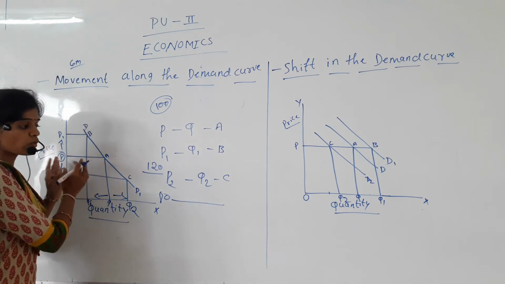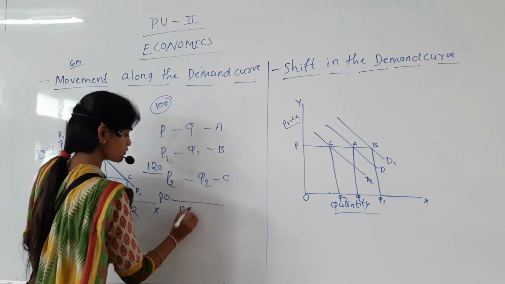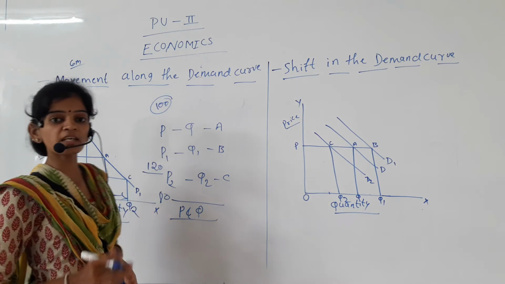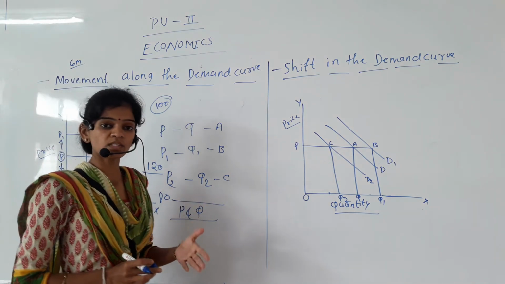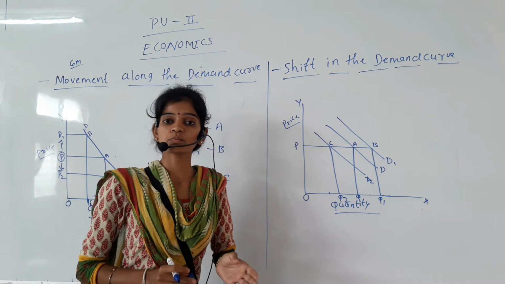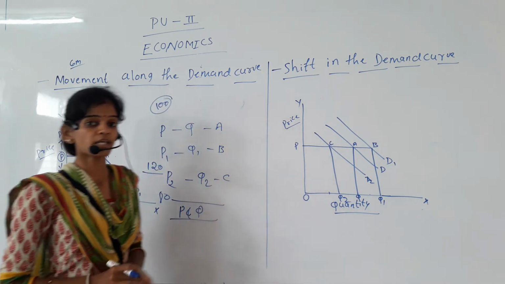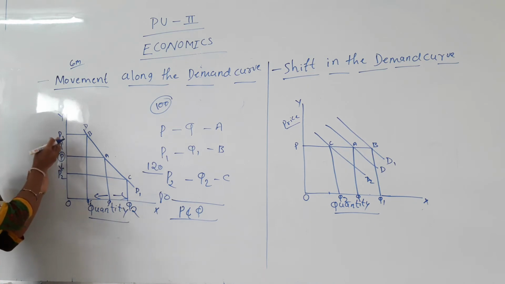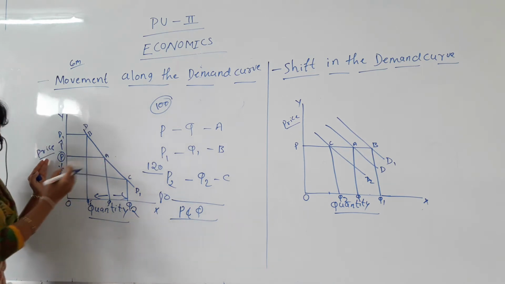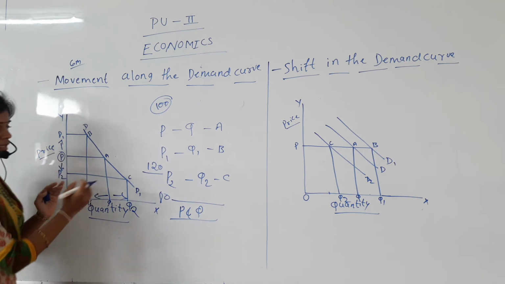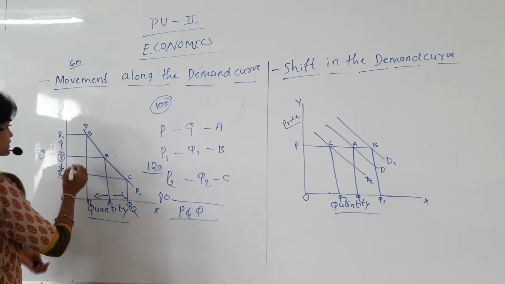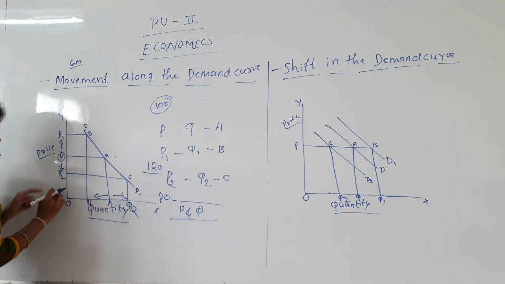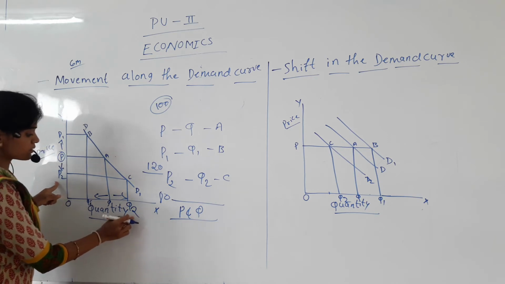Here we are considering only price and quantity, and other factors remain constant or unchanged, like related goods' prices, consumer income, consumer preference, consumer taste, and also expectations. So here we are changing only price. If the price increases, the quantity decreases; if the price decreases, the quantity increases.